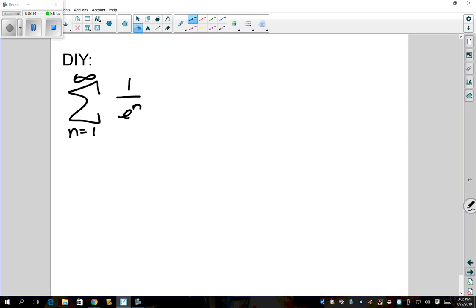All right, so here is a DIY problem that I'd like you to try out. You can pause the video and try to work through this problem. It's a very simple problem: the series from 1 to infinity of e to the 1 over e to the n. Try using the integral test to solve for the series, and I'm going to flip to the answer page in a few seconds.